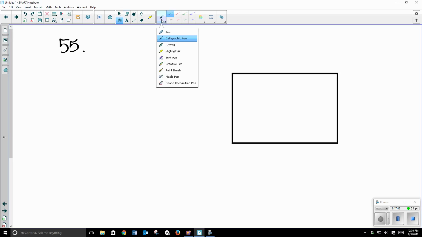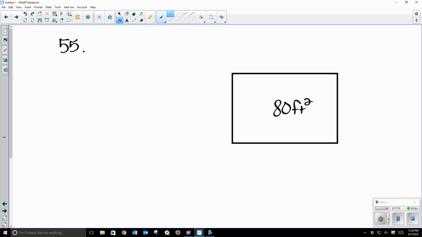So the area of this rectangle is 80 square feet. If the length of the floor is 4 feet less than 4 times the width, can you do that part? I'm representing the length by the width because it says the length is 4 feet less than 4 times the width. What is the width?